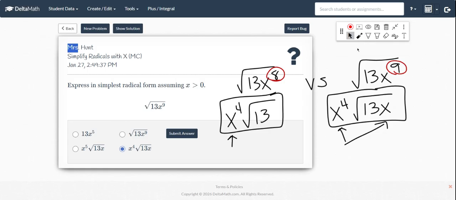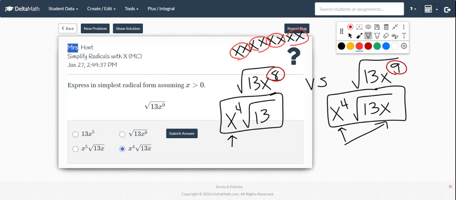When in doubt, you just write the variable out as many times as you see it. And you just circle the pairs to actually count. And if you circle and you have one left over, that means there's going to be one on the inside. All right, I hope that helps you for expressing radicals in simplest form when there is a variable present.